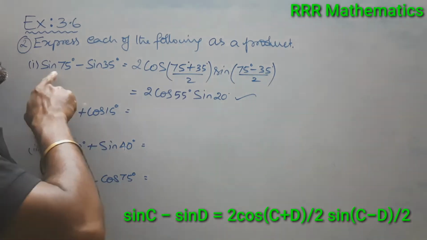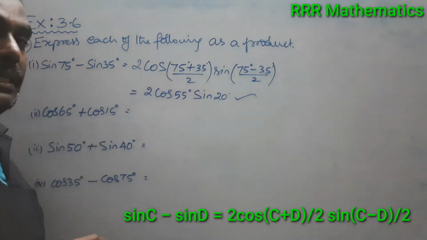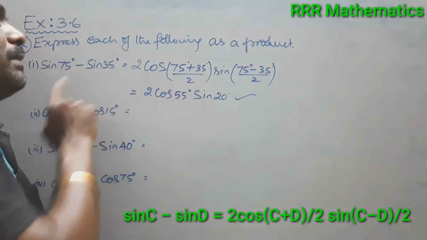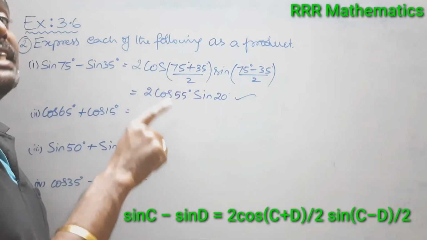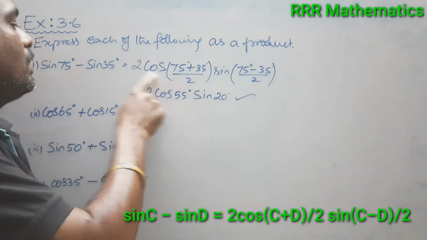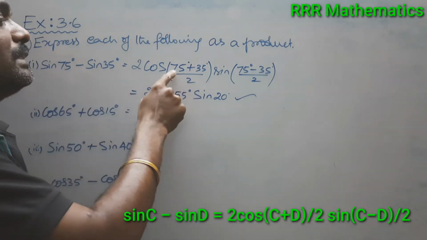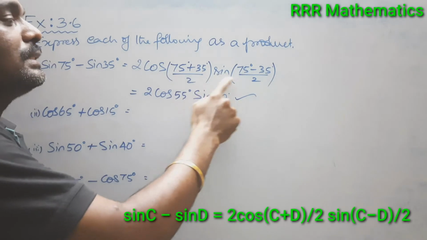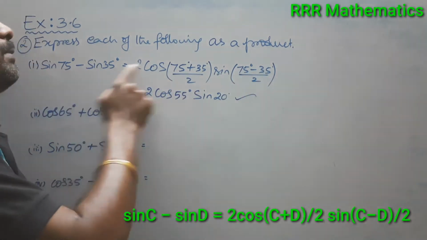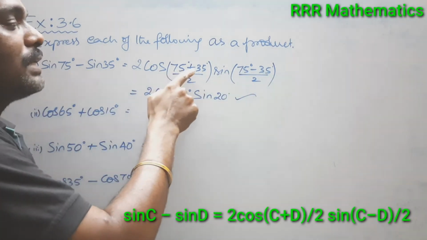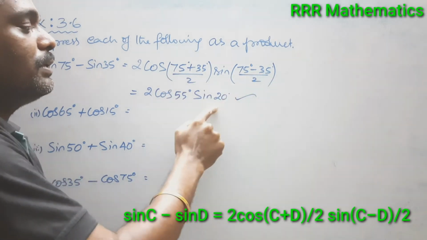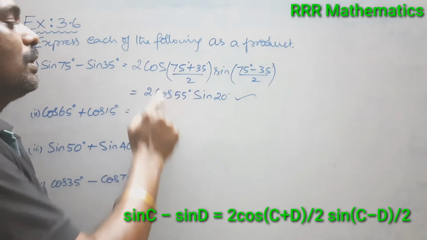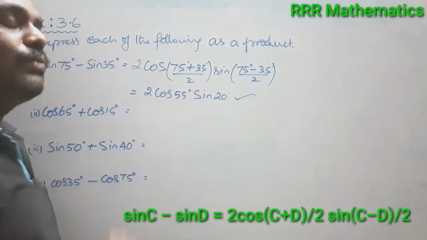Very simple. This is the form sin C minus sin D. What is the formula? 2 cos (C plus D) by 2 into sin (C minus D) by 2, that is, (75 plus 35) by 2 into sin (75 minus 35) by 2. The sum gives 110, divided by 2 gives 55 degrees. The difference gives 40, when you divide by 2 it gives 20. Therefore, the answer is 2 cos 55 degrees into sin 20 degrees.